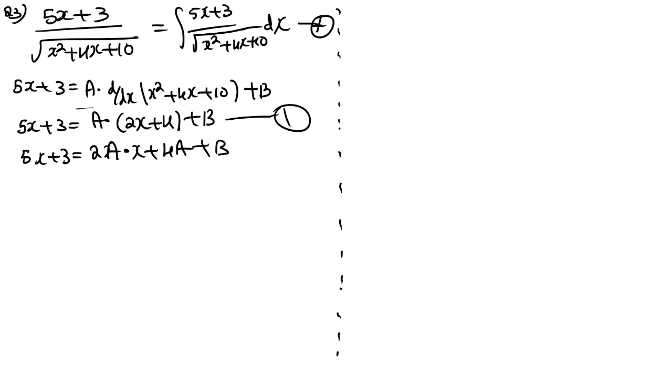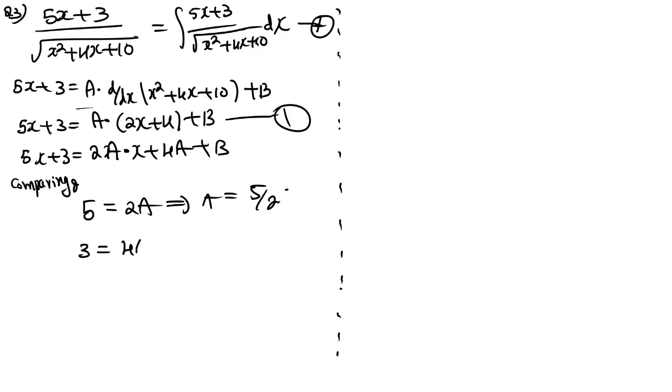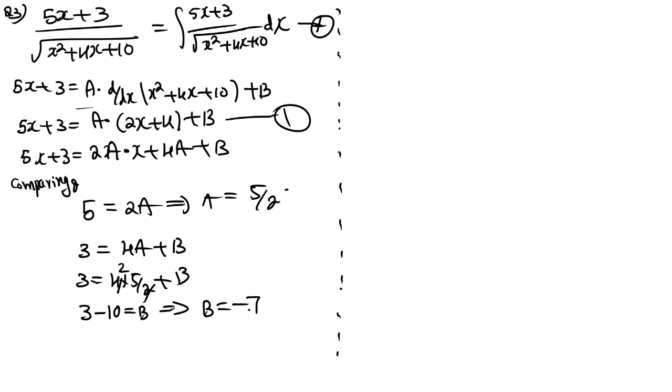Then again simplify this one, comparing the coefficient of x as well as the constant terms. If you compare the coefficient of x, here 5 is equal to 2a. This implies a value is equal to 5 divided by 2. And compare the constants, 3 is equal to 4a plus b. So 3 is equal to 4 into 5 by 2 plus b. 2 ones are 2, 2 fives are 10, right? So you'll get 3 minus 10 equal to b. This implies b value is equal to minus 7.